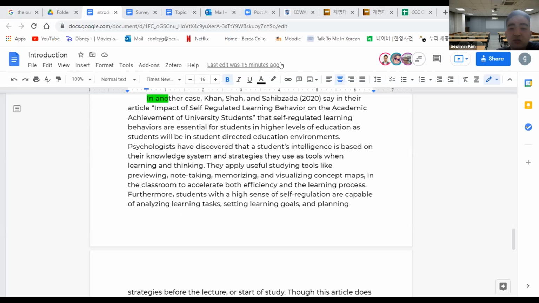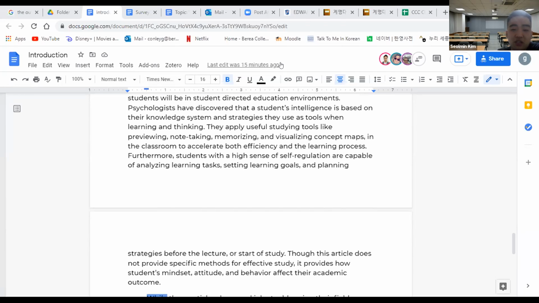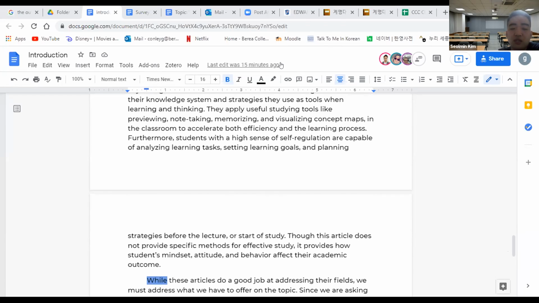Psychologists have discovered that a student's intelligence is based on their knowledge system and the strategies they use as a tool when learning and thinking. They apply useful studying tools like previewing, note-taking, memorizing, and visualizing concept maps in the classroom to accelerate both efficiency and the learning process. Furthermore, students with a high sense of self-regulation are capable of analyzing learning tasks, setting learning goals, and planning strategies before the lecture or the start of the study. So though this article does not provide a specific method for effective study, it shows how students' mindset, attitude, and behavior affect their academic outcome.